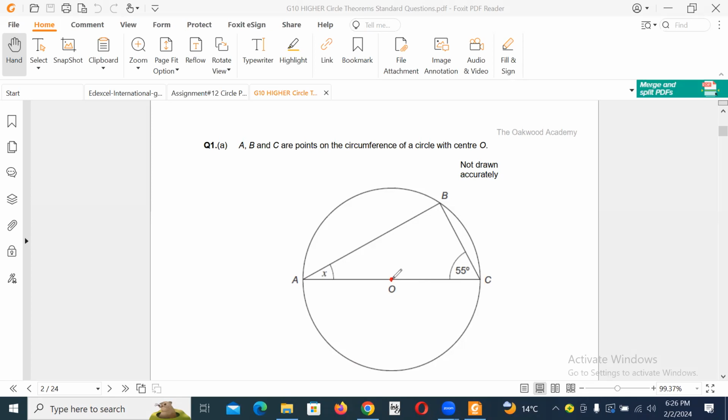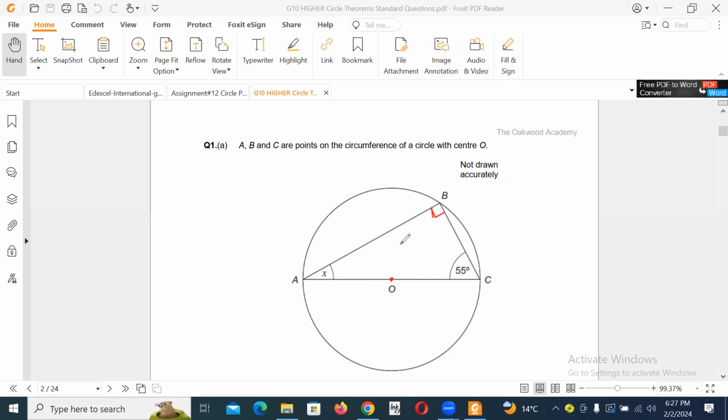Here we have a center. And remember that if any line passes through the center and ends at the circumference of the circle, that is called a diameter, meaning AC is the diameter. So if a triangle is inside a circle and one side passes through the center, which is the diameter, then one of the angles is equal to 90 degrees. This is a circle property or theorem. So that angle is B.